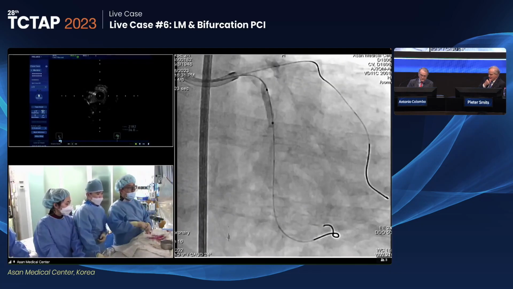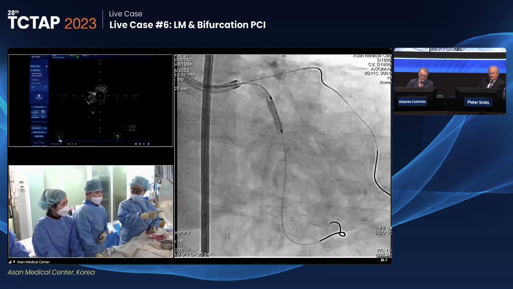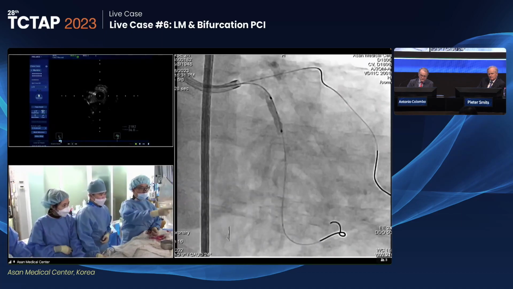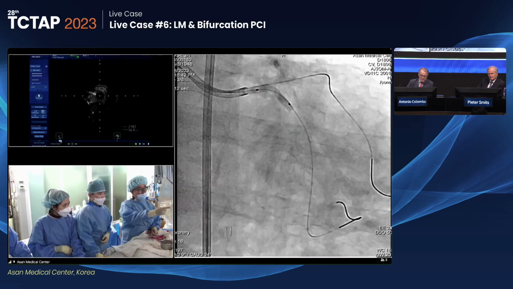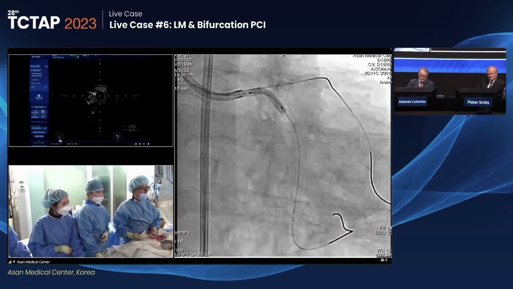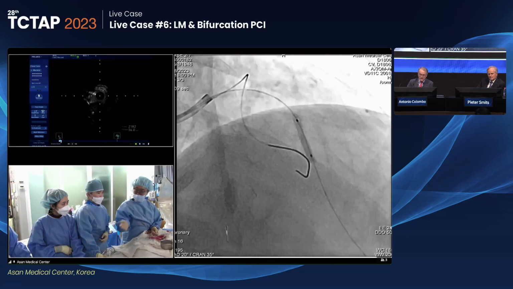Yes. So at this moment, we performed just a 2.5 compliant balloon, and we observed how it works. And here is the circumflex ostium. We inflated up to 20 ATM using the 2.5 compliant balloon. It expanded well. Slowly, previous one.